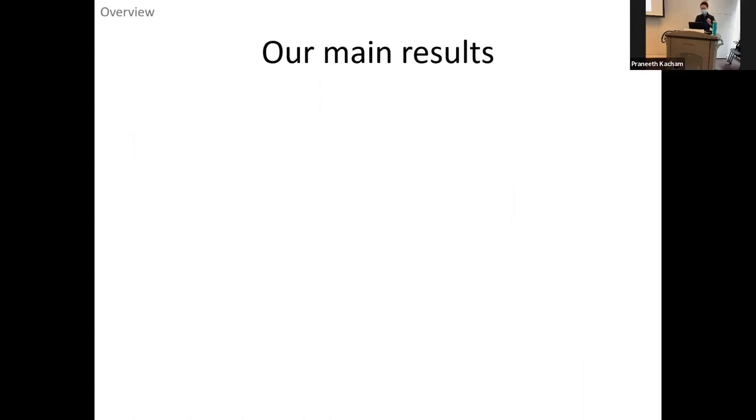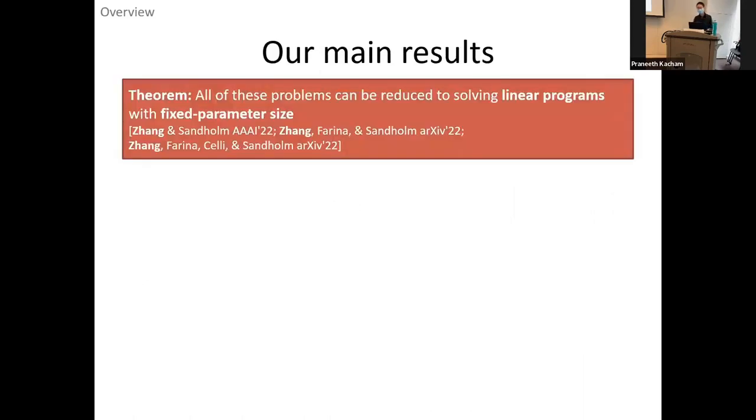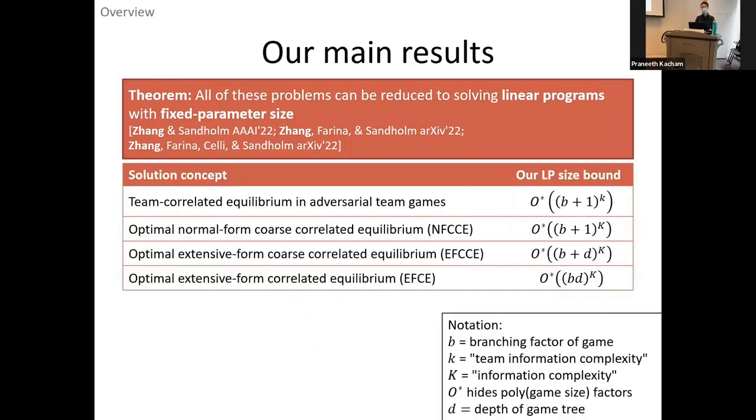What are our main results? Our main result is going to be that all of these problems can be reduced to solving linear programs with fixed parameter size. What do we mean by fixed parameter size here? Our table of results is going to look like this, and we'll see that for all 4 of these problems, we get slightly different bounds.